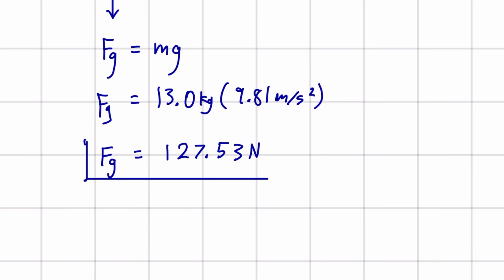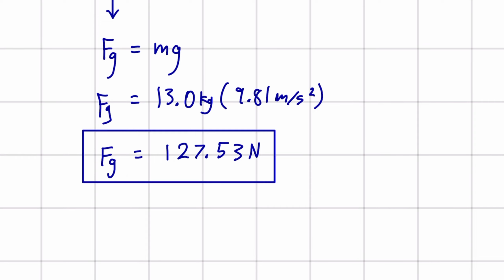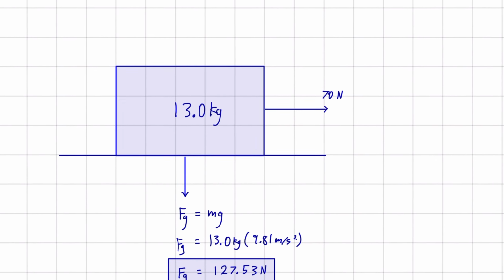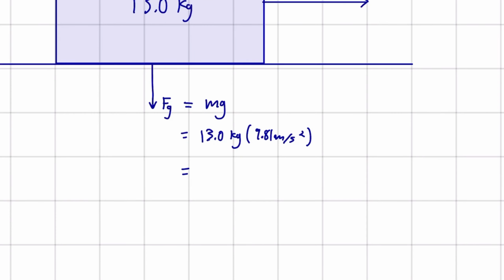And I want to put a box around that just to keep our values differentiated from our calculations. And that is equal to 127.53 newtons. That is our Fg, the force of gravity.